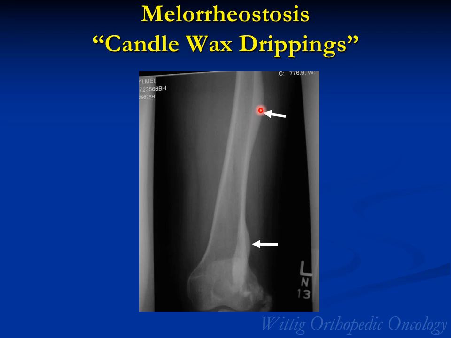Melorheostosis consists of undulated thickening of the cortex or undulated deposition of bone on the surface of the bone, and it has an appearance similar to candle wax drippings. You can also get intra-articular masses that can be symptomatic.